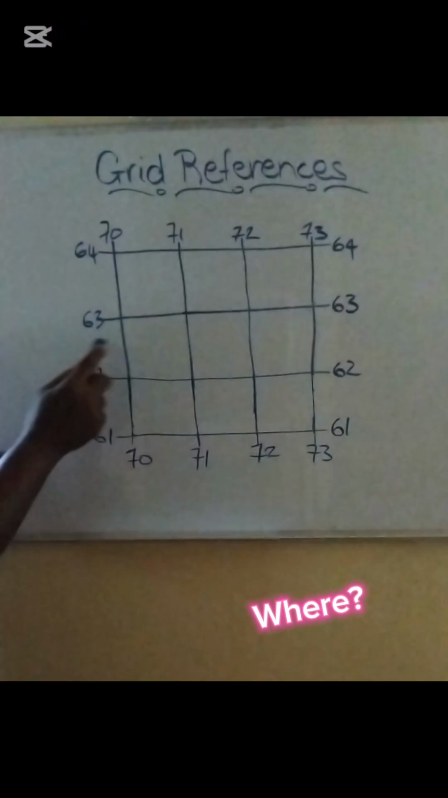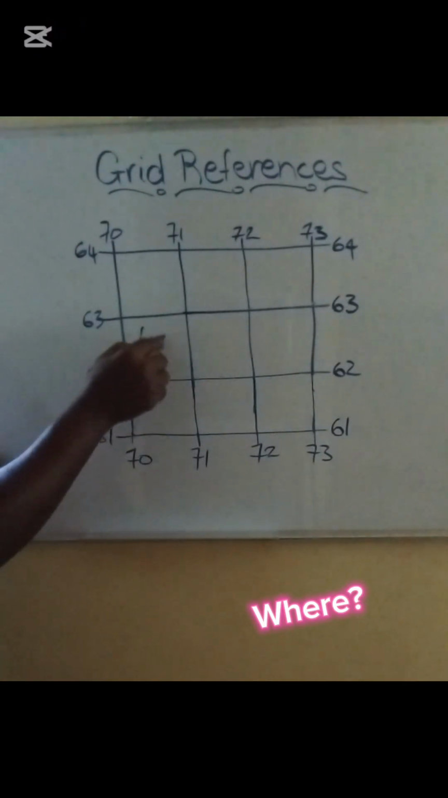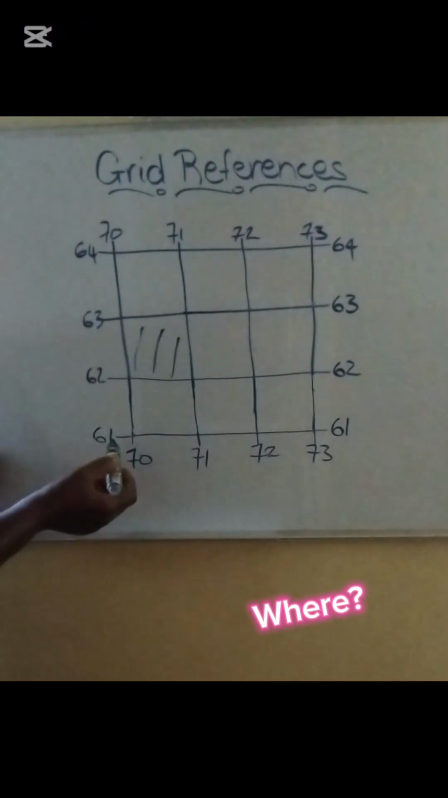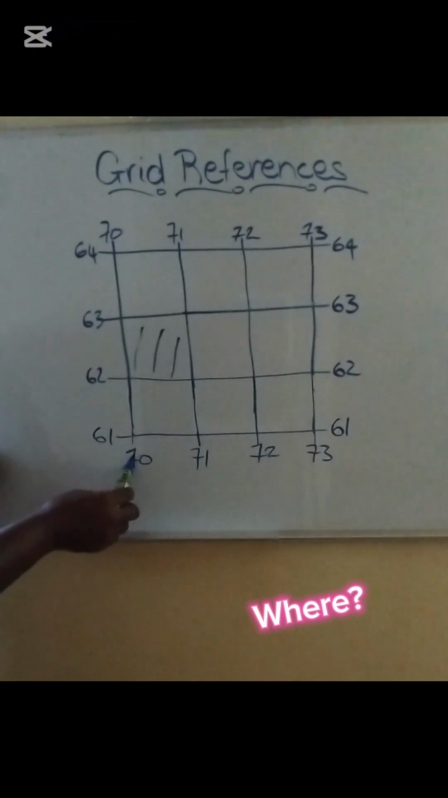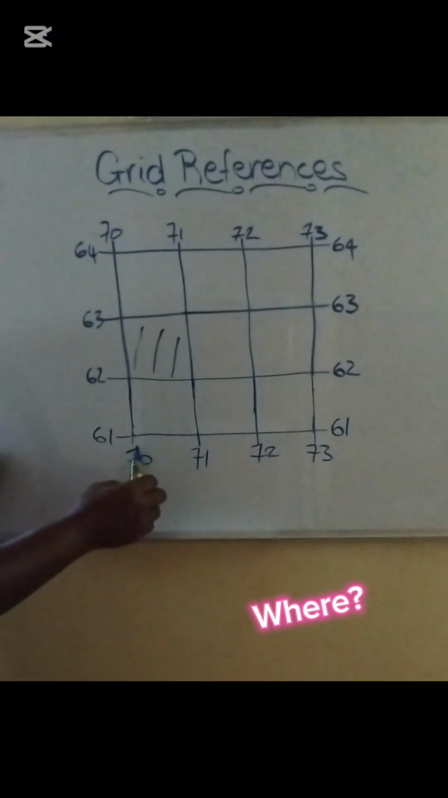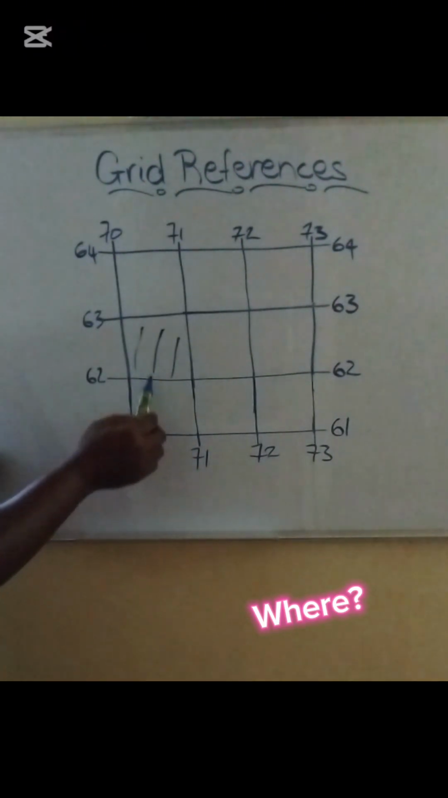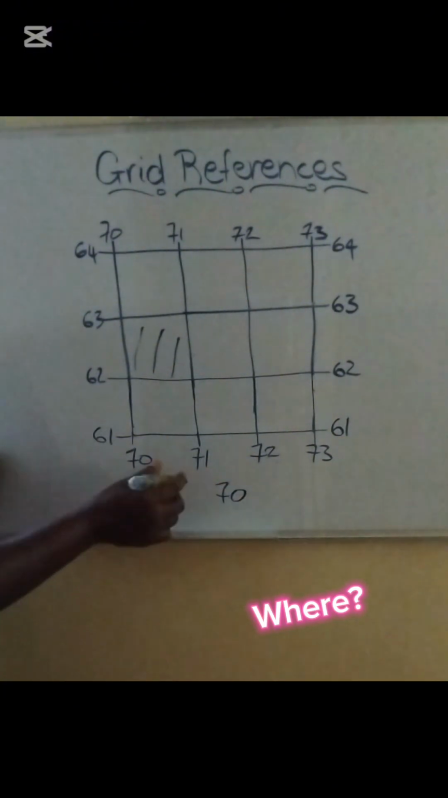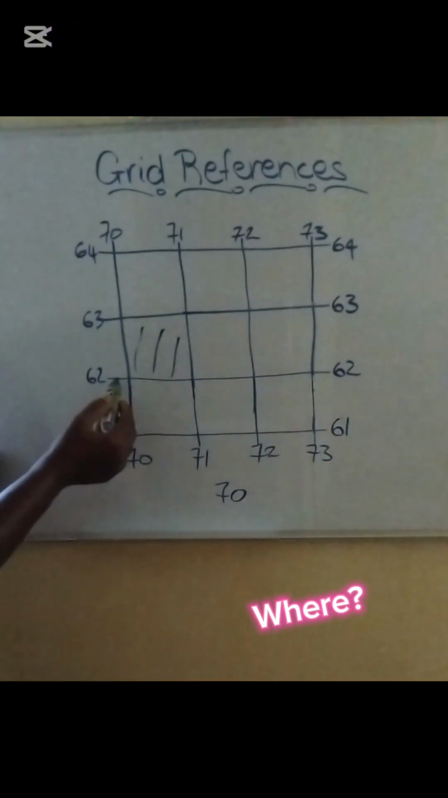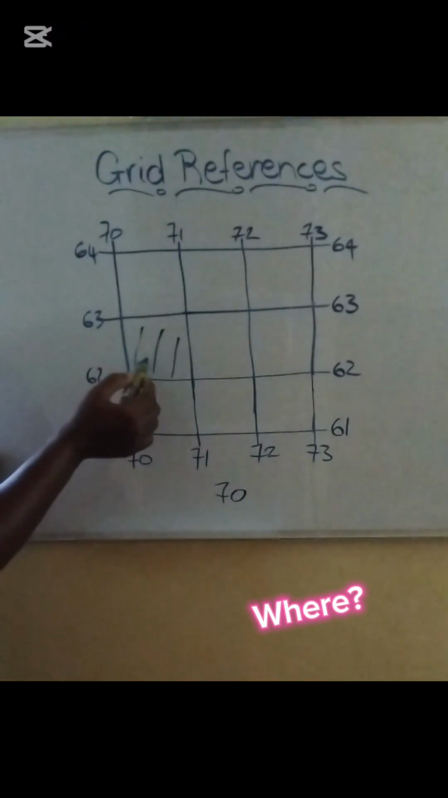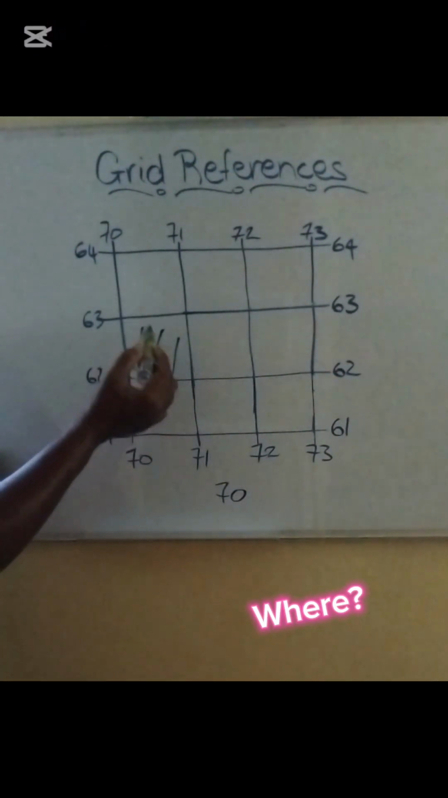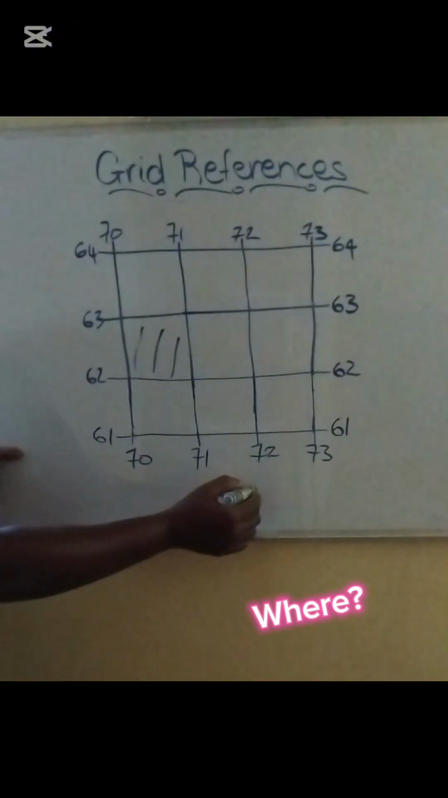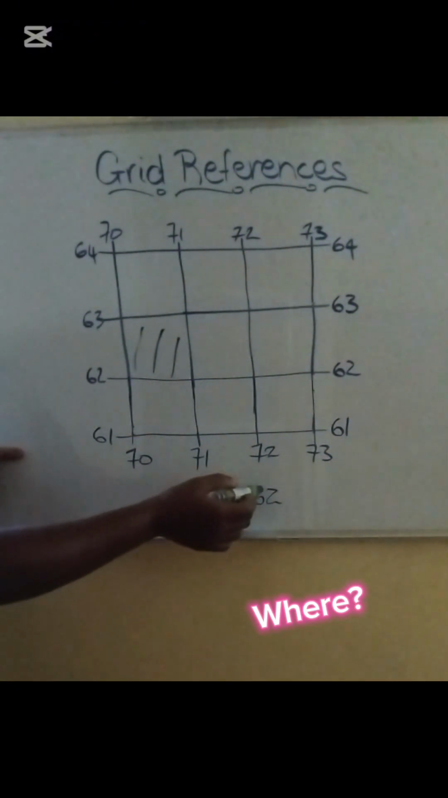If we look at this grid here, all of this grid, we can see that this is 70 because here to here it's 70. So we can see that this grid will start with the 2 numbers 70, and then we can see here that this grid is between 62 and 63, so we know that it is 62. Okay, so this grid would be 70, 62.